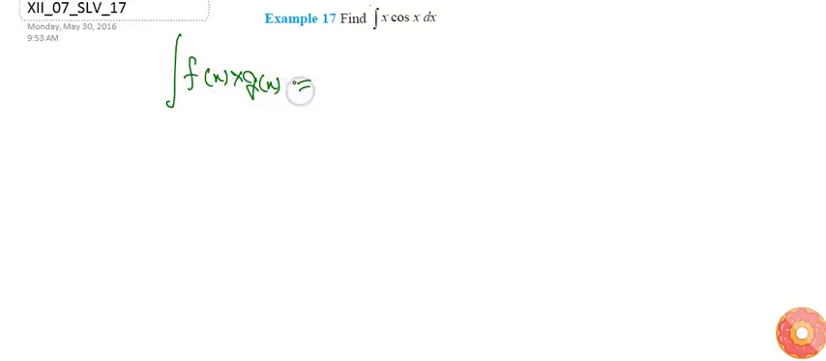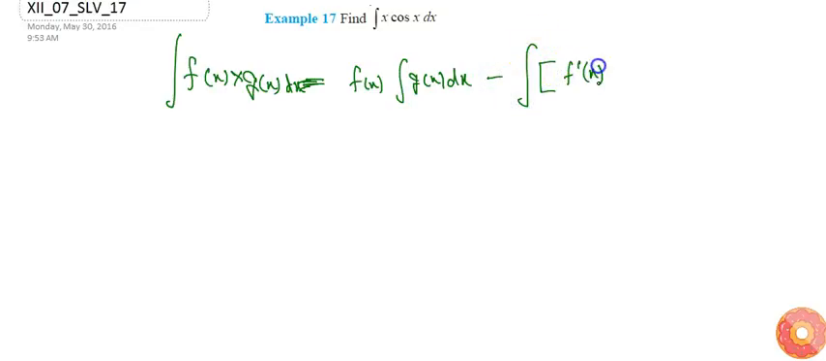Then the integration of the overall expression will be f(x) integration g(x) dx minus integration f dash x integration g(x) dx, of dx. So this is the by parts method.